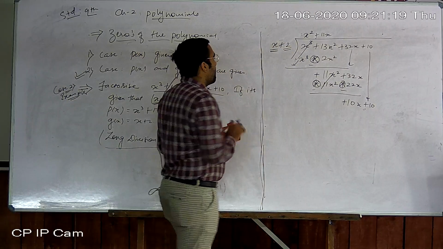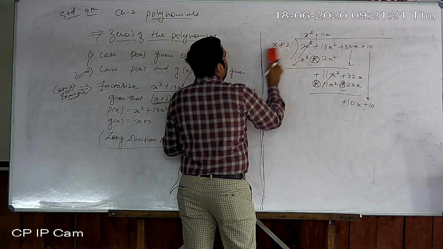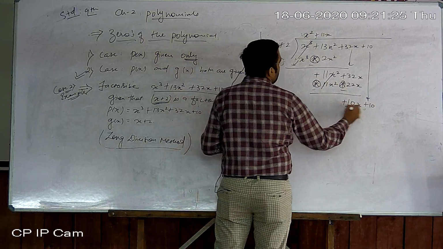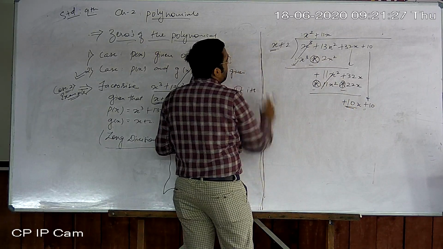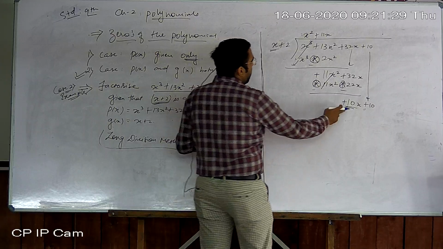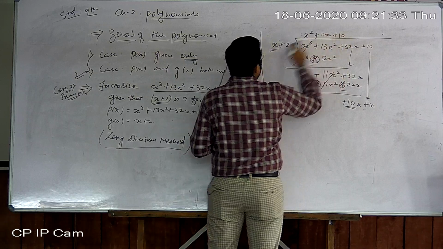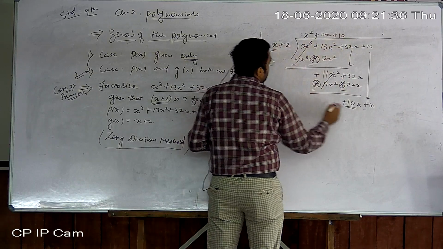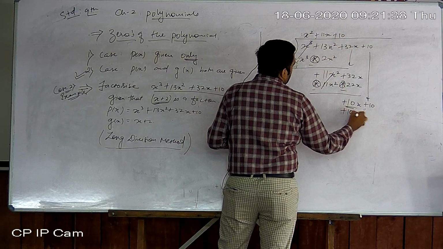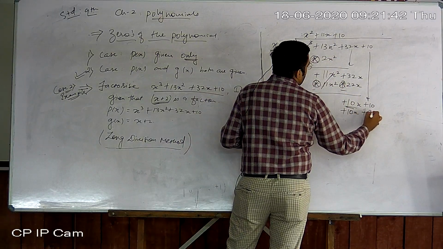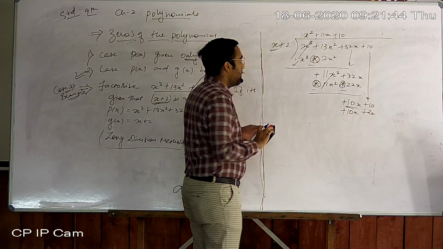So now again I take first x with this 10x. Which number do I multiply with x to find 10x? I multiply 10 with x. So 10 into x is 10x, and 10 twos are 20.